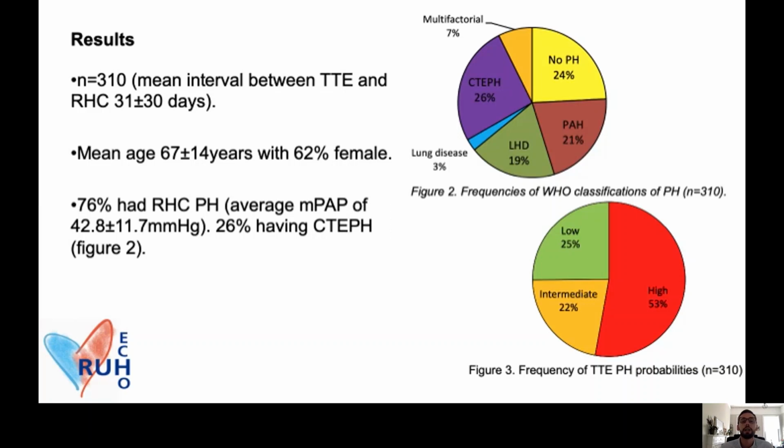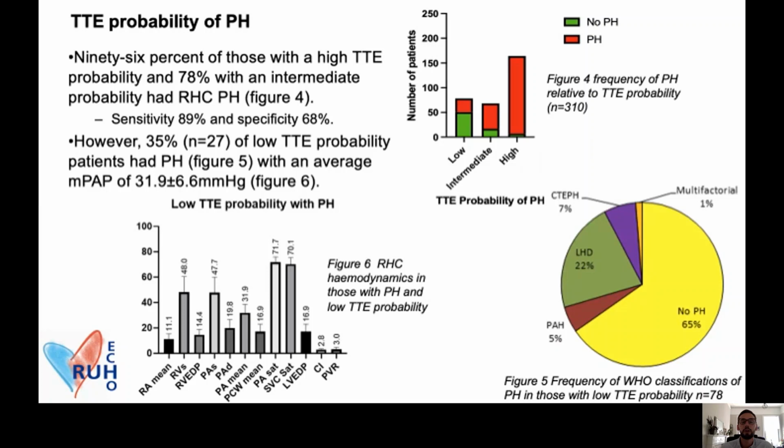53% of the sample had a high TTE PH probability, 22% had intermediate, and 25% had a low TTE probability. 96% of those with high TTE probability and 78% with an intermediate probability had PH confirmed at right heart catheter. The sensitivity and specificity for detecting PH was 89 and 68% respectively.